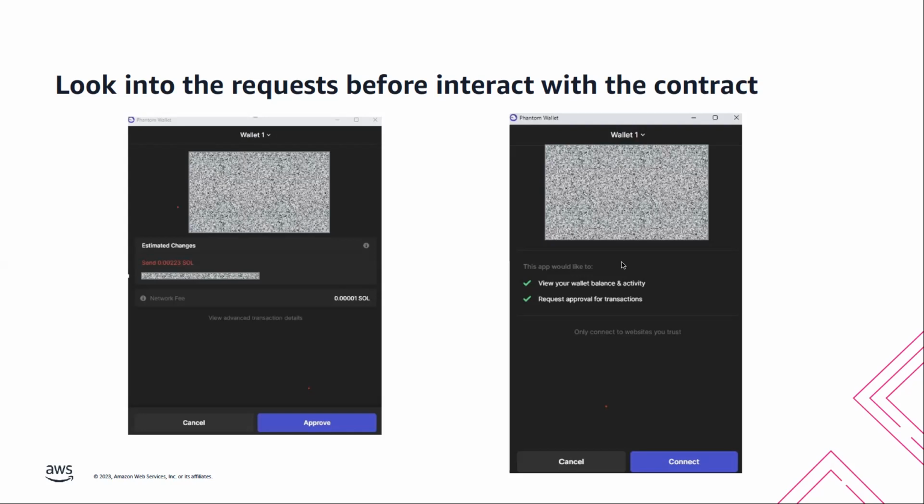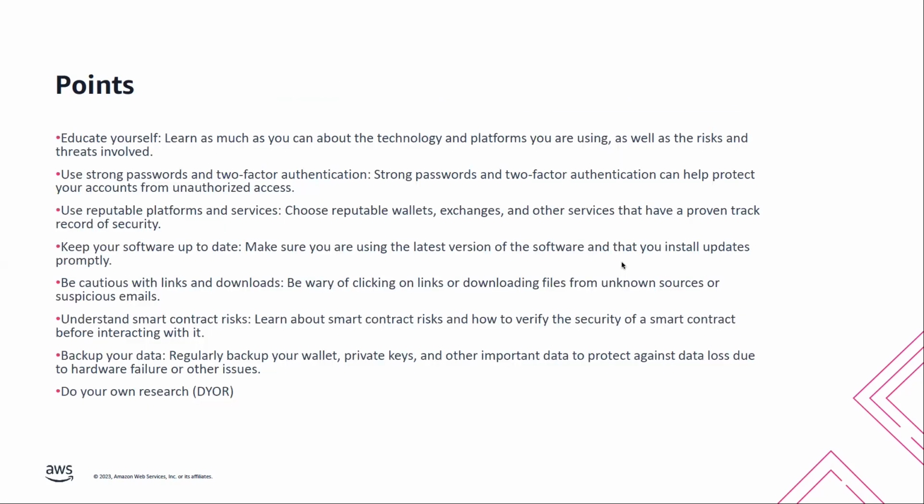But for those who are not so advanced, what can they do? Nowadays, we have different AI technologies. Maybe you can just copy and paste the smart contract and ask the tool to help you summarize it and investigate before you really interact with the smart contract or the decentralized application. So these are other points you may need to be aware of.